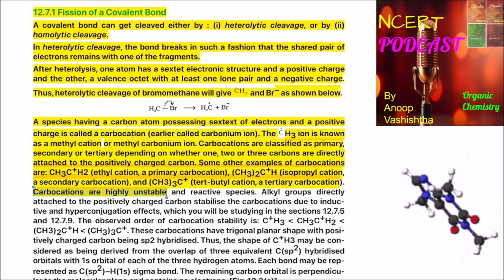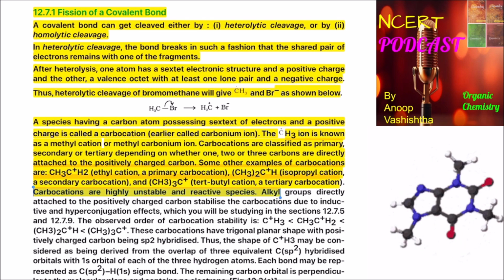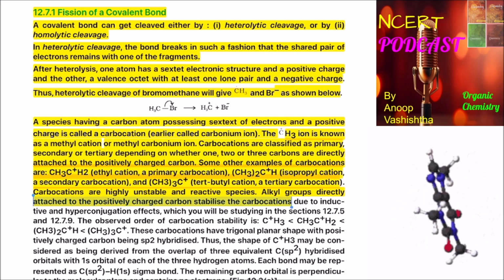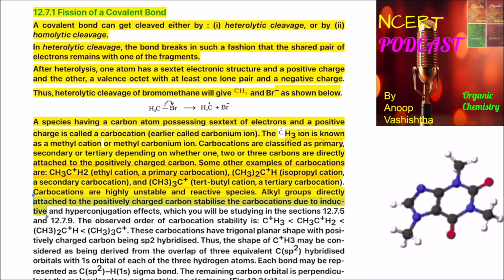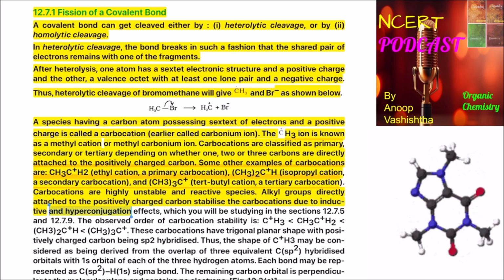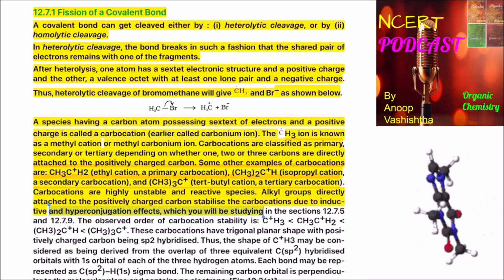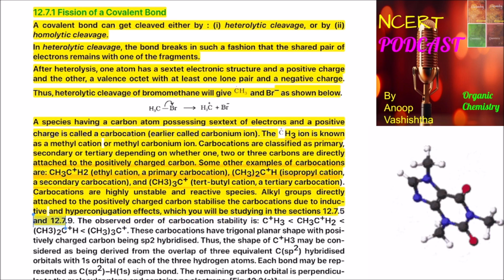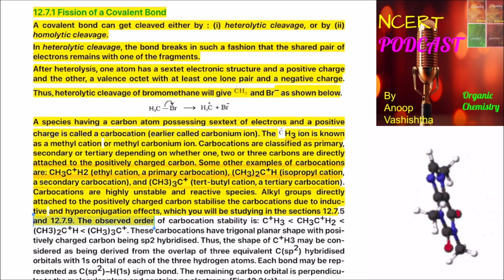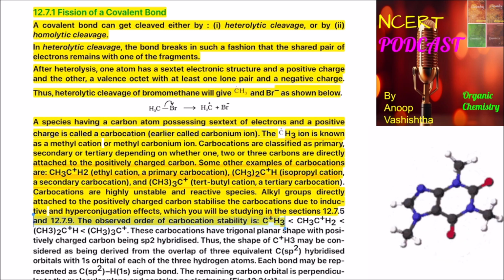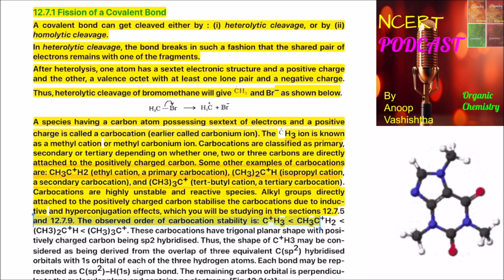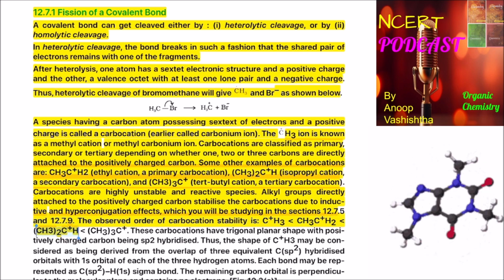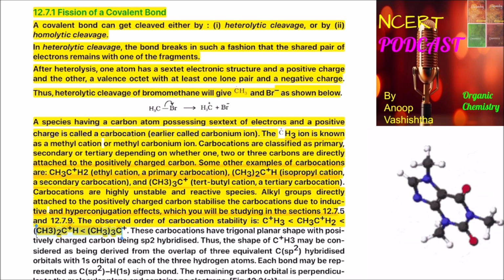Carbocations are highly unstable and reactive species. Alkyl groups directly attached to the positively charged carbon stabilize the carbocation due to inductive and hyperconjugation effects, which you will be studying in sections 12.7.5 and 12.7.9. The observed order of carbocation stability is CH3+ less than CH3CH2+, less than (CH3)2CH+, less than (CH3)3C+.